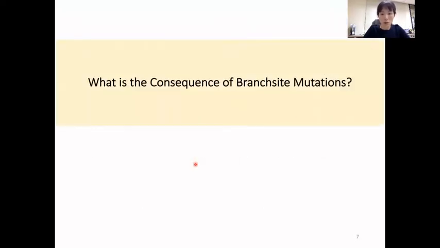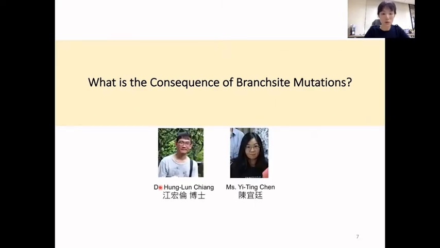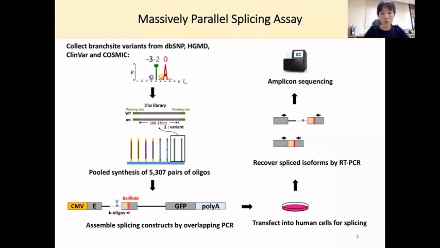So I'm puzzled by this question. Is there any consequence of branch site mutations? Will it be okay to mutate one branch site because we still have a bunch of other branch sites, or are some branch sites really important for splicing? To answer this question, Jiang Honglun, Chen Yiting and I started a massively parallel splicing assay.